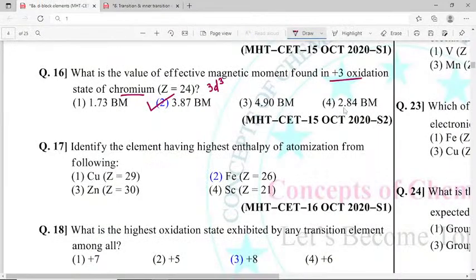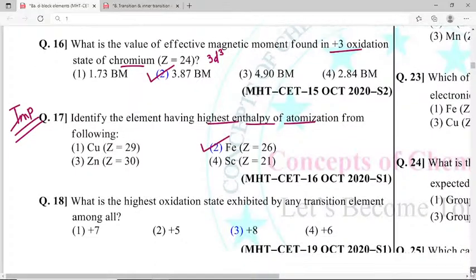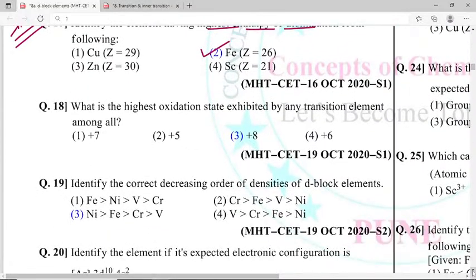Next question. Identify the element having the highest enthalpy of atomization. Very important, highest enthalpy of atomization, iron. This is a very important question. Zinc has the lowest value because it is a soft metal. Zinc is a soft metal.